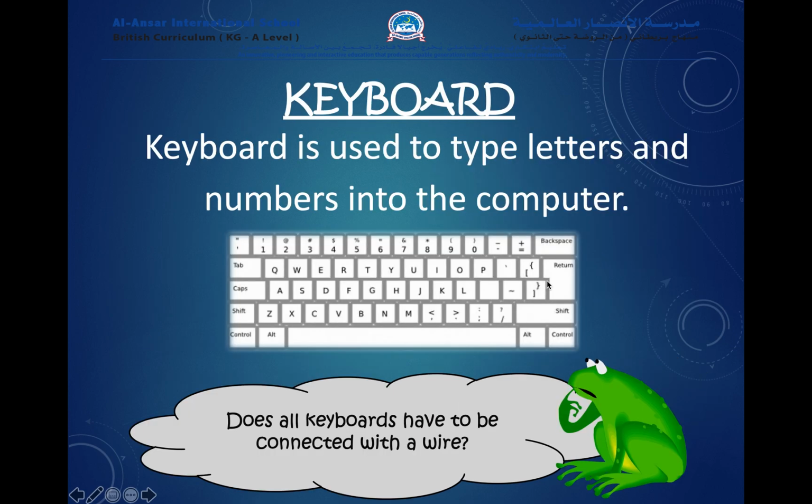The next part of the computer that we are focusing on is the keyboard. A keyboard is used to type letters and numbers into the computer. So as you can see here, there are letters and there are numbers. There are other special keys as well. When we want to type our name, we look for the letters on the keyboard. When we want to put in our mobile number, we use the numbers on the keyboard.